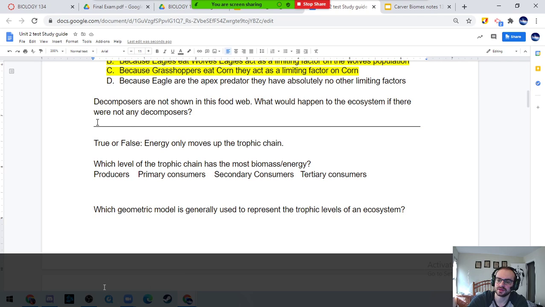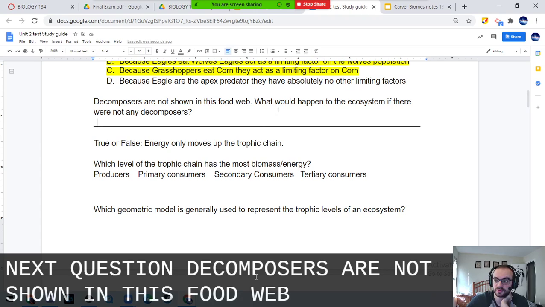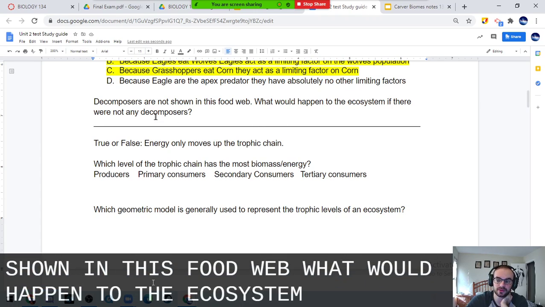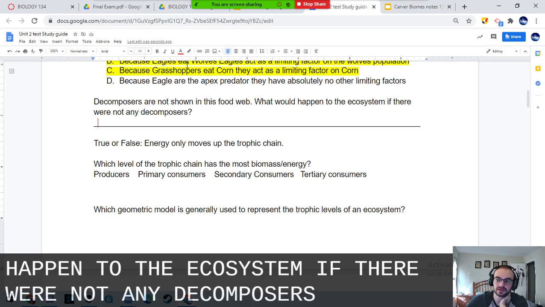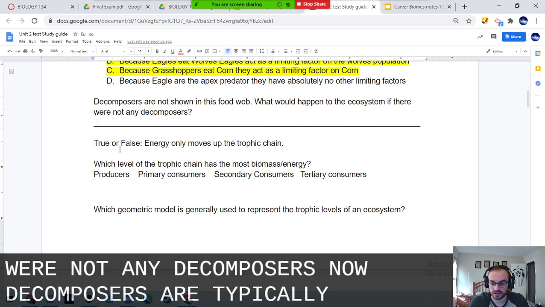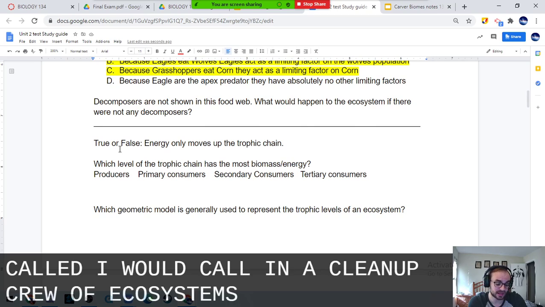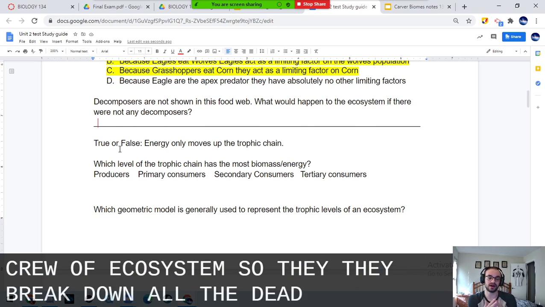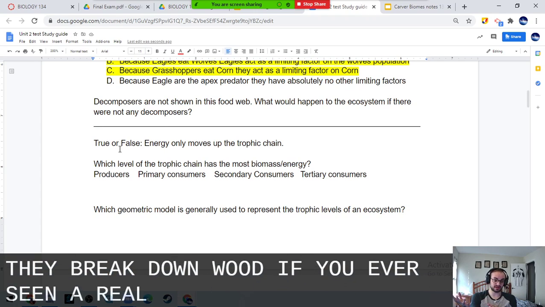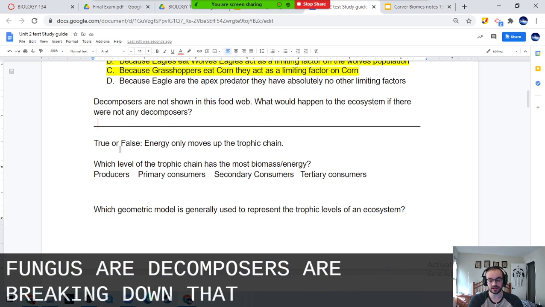Alright, so next question. Decomposers are not shown in this food web. What would happen to the ecosystem if there were not any decomposers? Now, decomposers are typically, I would call them the cleanup crew of ecosystems. So they break down all the dead bodies, or they break down wood. If you've ever seen a rotting log, that's actually fungus or decomposers that are breaking down that rotting log.